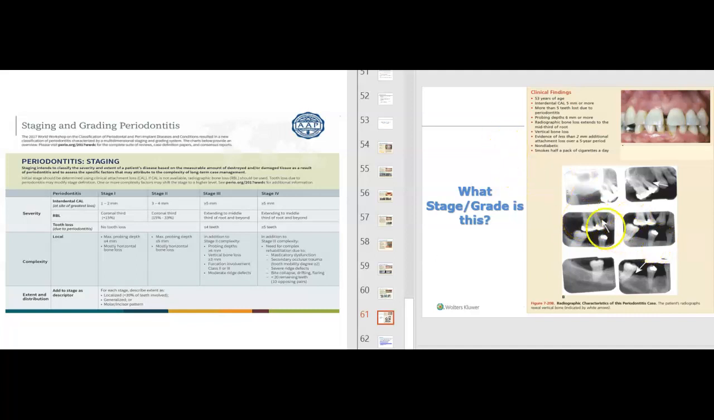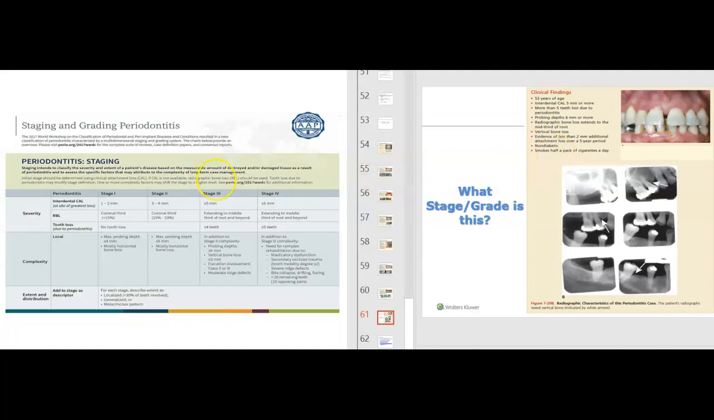We do see some vertical bone loss. If you look here, it is vertical bone loss that we do see. It's not an even reduction. We do see that slope. And even here, we can see some vertical bone loss. He's not diabetic, and he smokes half a pack of cigarettes a day.